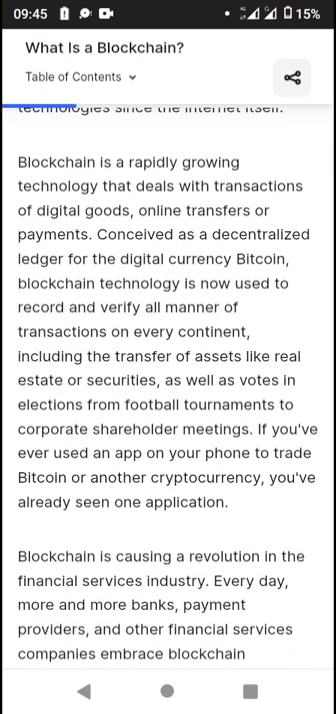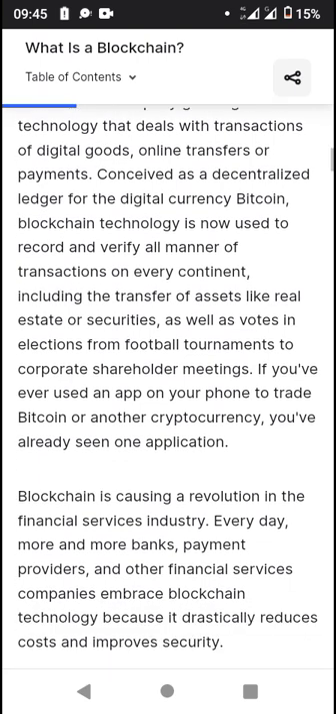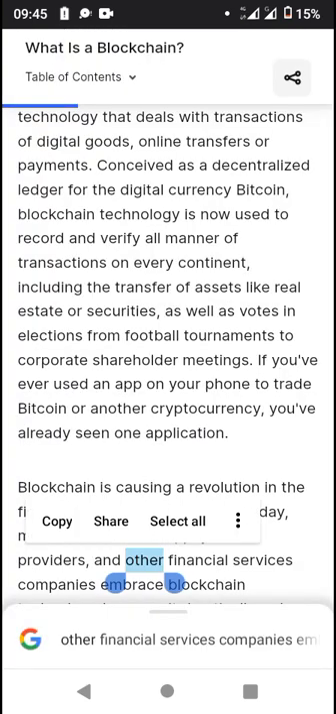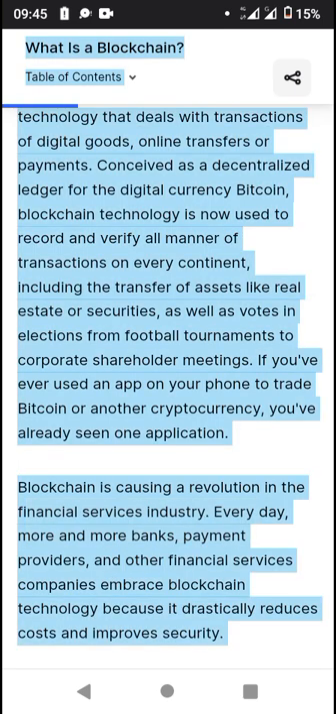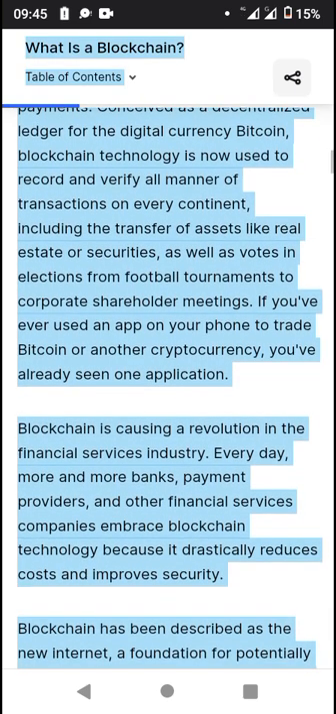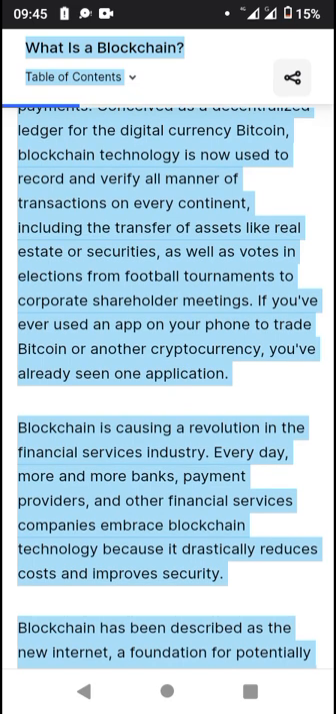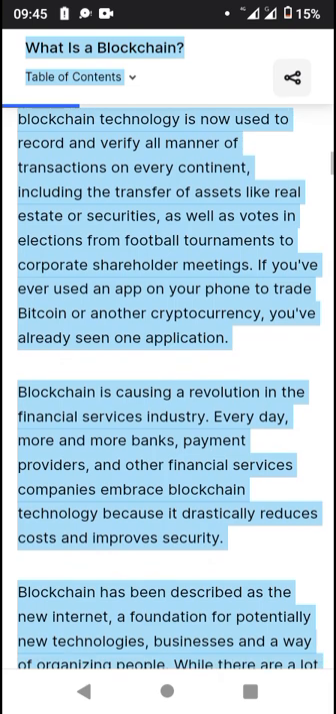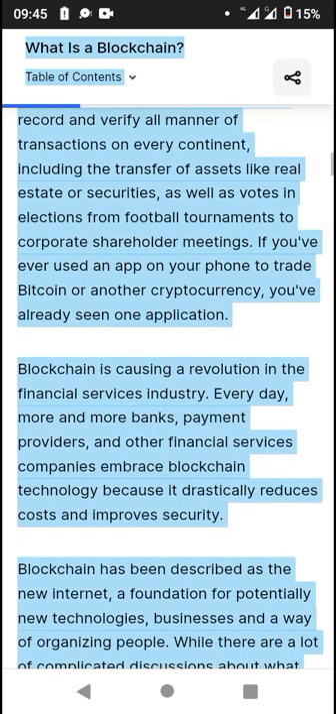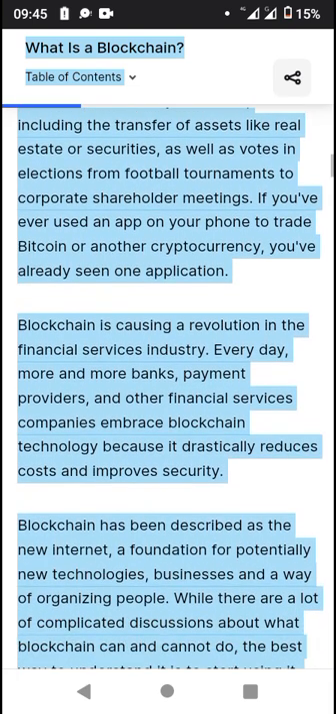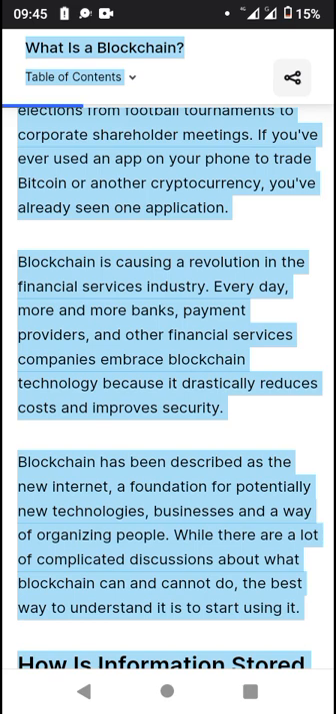So blockchain is a rapidly growing technology that deals with transactions of goods and services, online transfers or payments, conceived as a centralized ledger for the digital currency Bitcoin. Blockchain technology is now used to record and verify all manner of transactions on every continent, including the transfer of assets like real estate or securities, as well as votes in elections from football tournaments to corporate shareholders meetings.